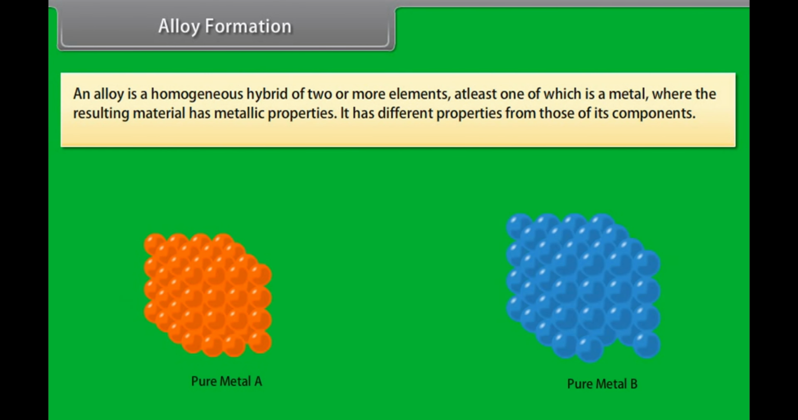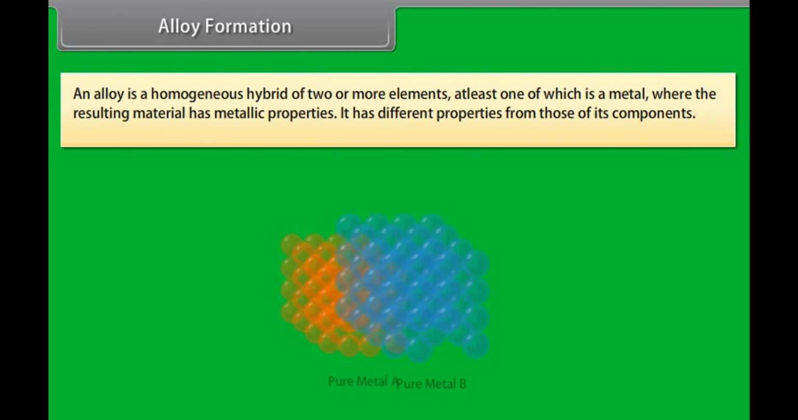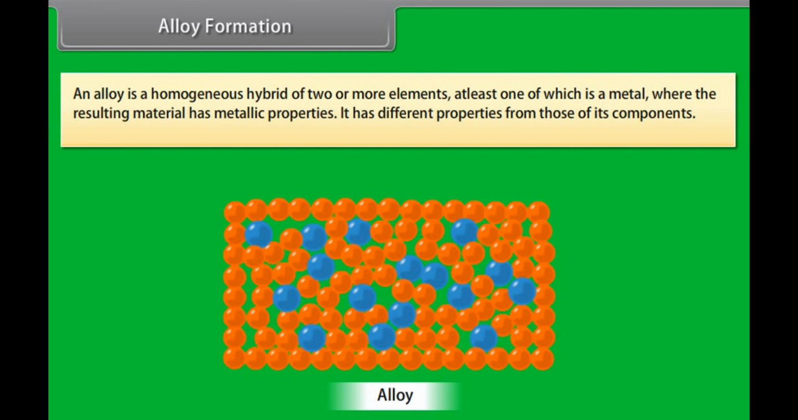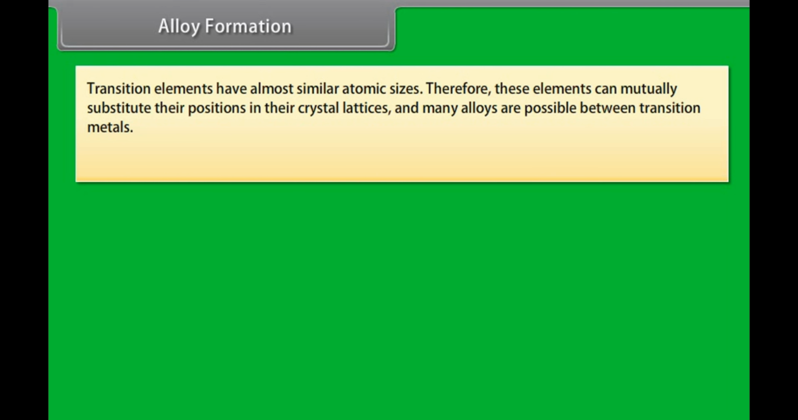Alloy formation. An alloy is a homogeneous hybrid of two or more elements, at least one of which is a metal, where the resulting material has metallic properties. It has different properties from those of its components. Transition elements have almost similar atomic sizes.